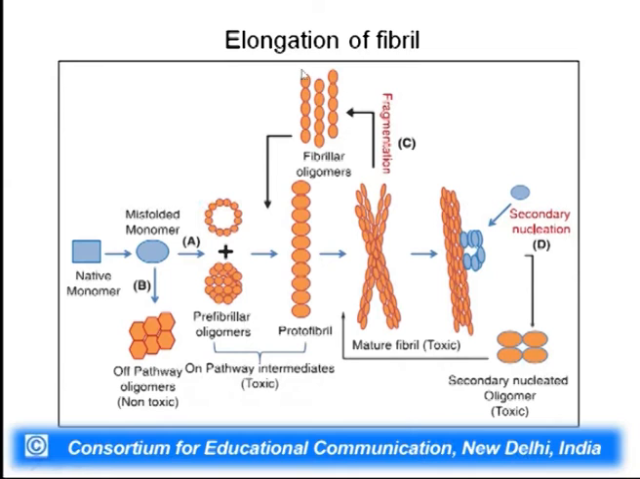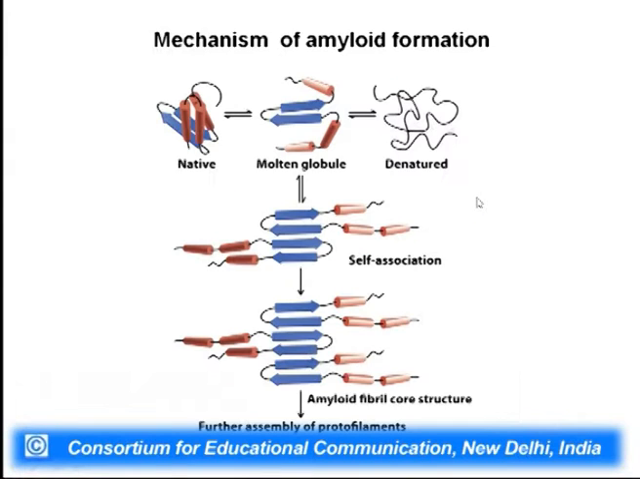And the fibrils do not stop at that, there can be elongation of the fibril where you have prefibril oligomers which are soluble aggregates, they form protofibrils which are soluble aggregates, and they may form mature fibrils which are toxic, and they can promote secondary nucleation of even other proteins to form aggregates with them. This is also what you will encounter when we see Alzheimer's disease.